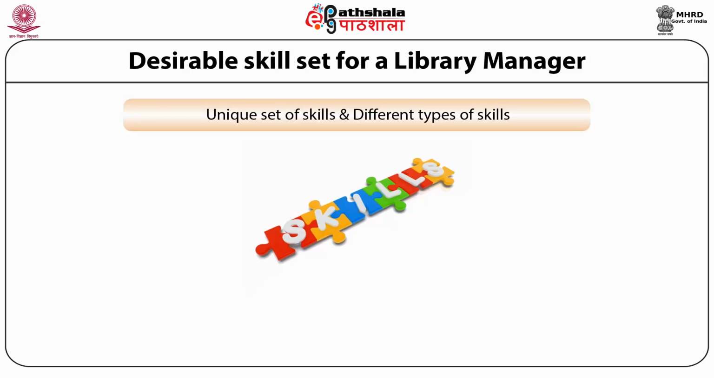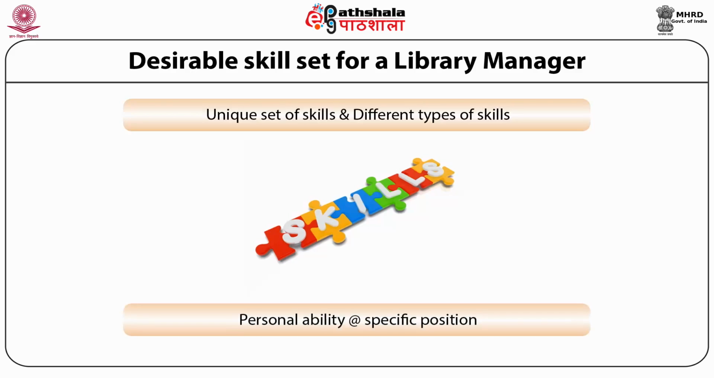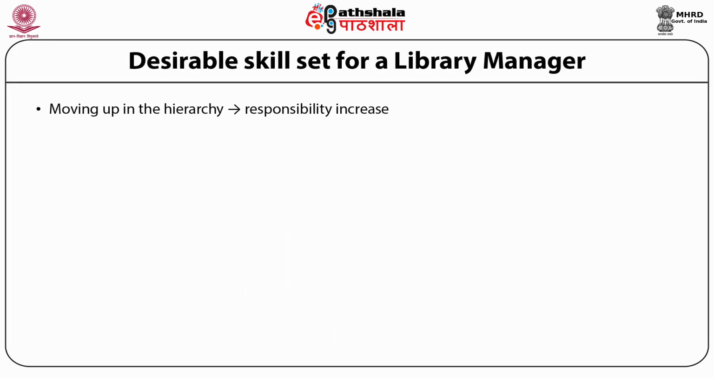For example, he needs to have the technical skill, human skill, conceptual skill, leading skills, planning, organizing, controlling, and decision-making skills. These skills refer to the personal ability put to use by the library manager in the specific position that he or she holds in the organizational hierarchy. As one moves up in the hierarchy of managerial positions, the responsibility increases.